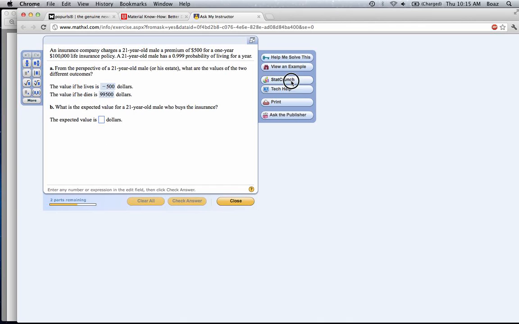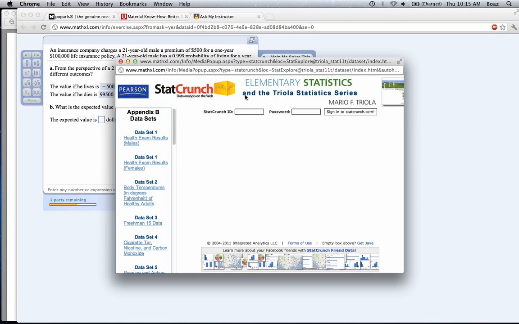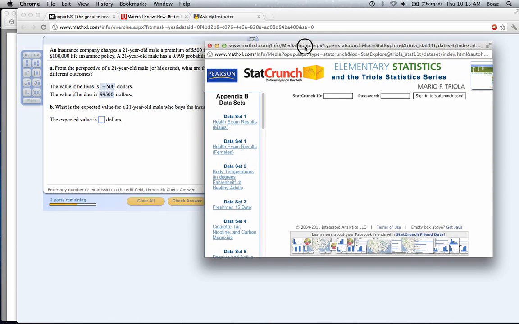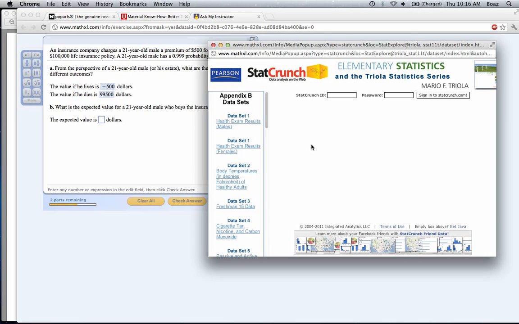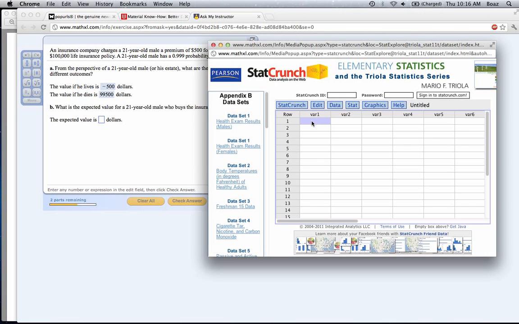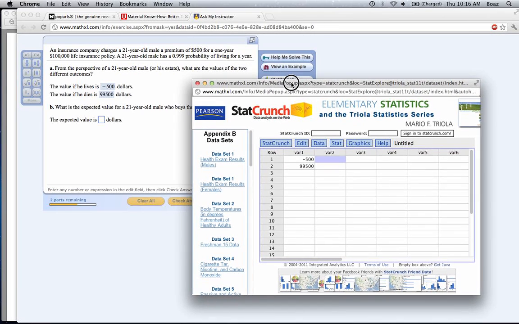Then we're asked, what is the expected value for a 21-year-old male who buys the insurance? Well, if I open StatCrunch, I'm going to put the values for the different outcomes in for the first variable. Put that in variable 1 here. So we have negative 500 for the first one, and we have 99,500 for the next one. And then we have the probabilities for each of these.